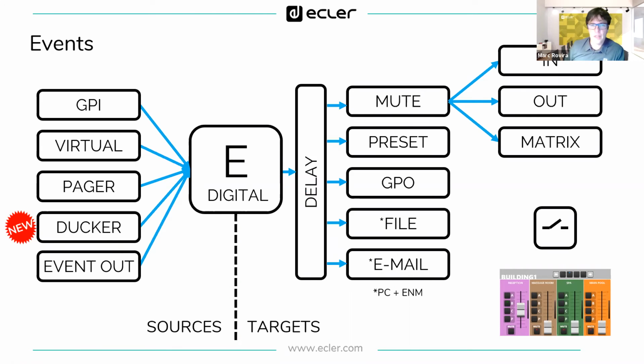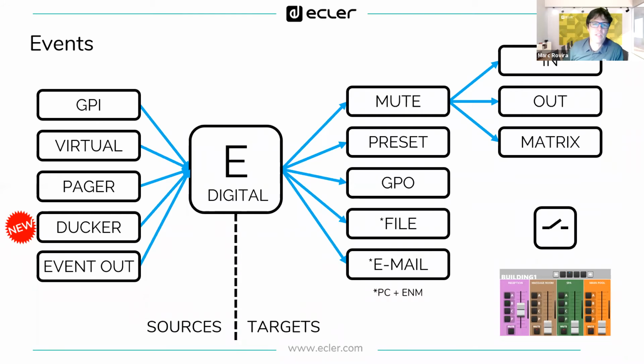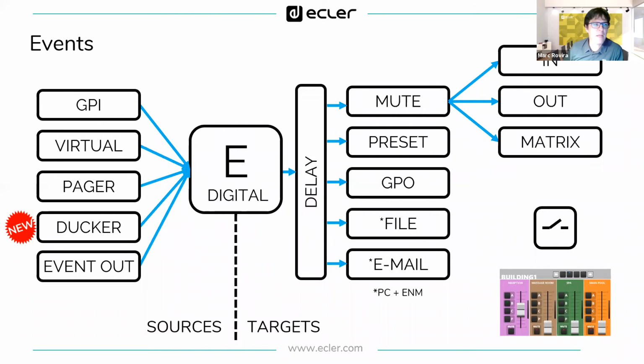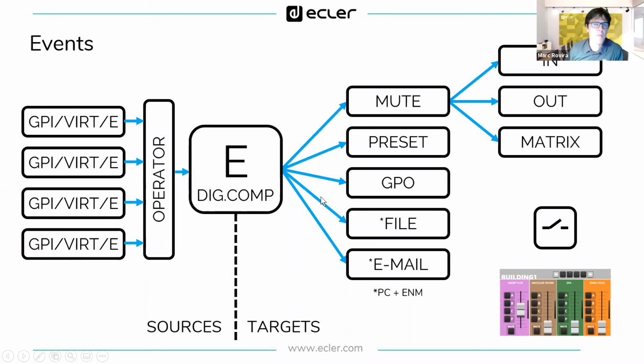Okay, so we have the next one. The next type of event is a digital delay. Basically, as you see, it is the same one as we already explained, but with a delay between the stimulus, the source, and the target. You can add some seconds, some minutes, some days of delay for whatever purpose you need.